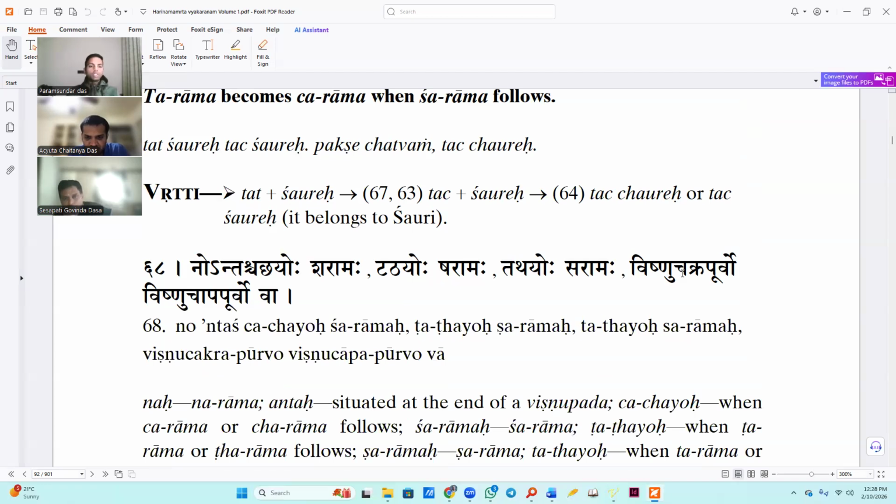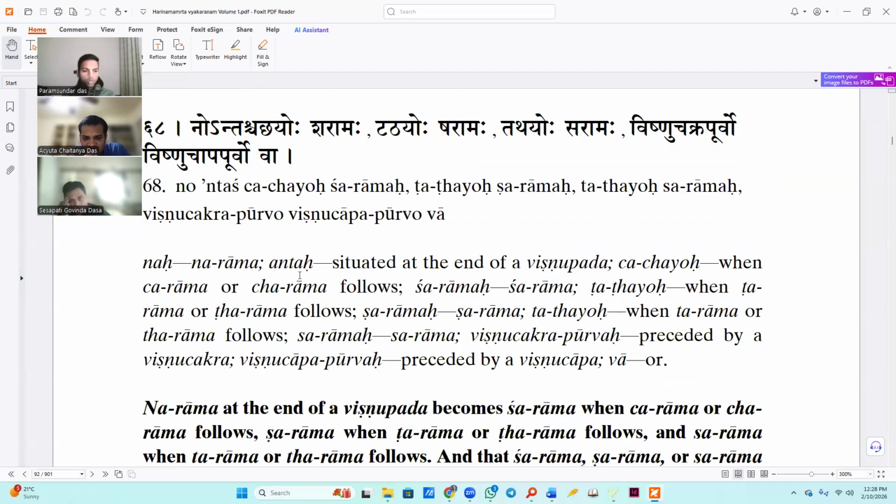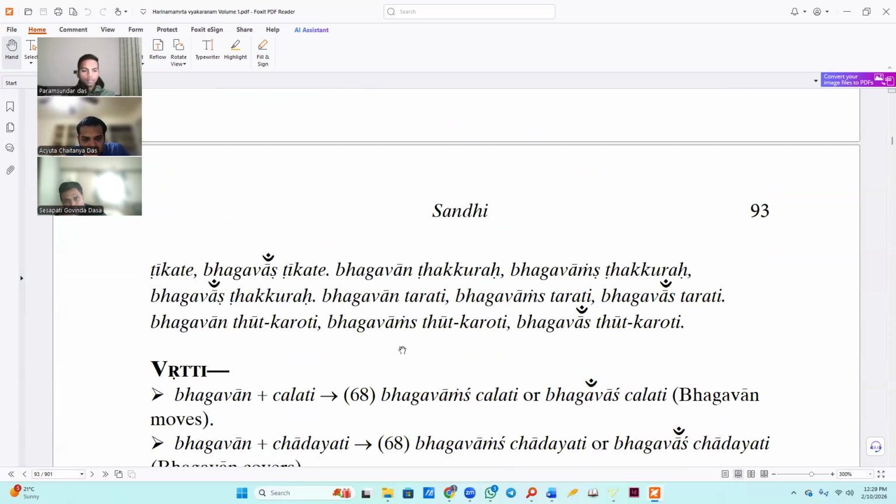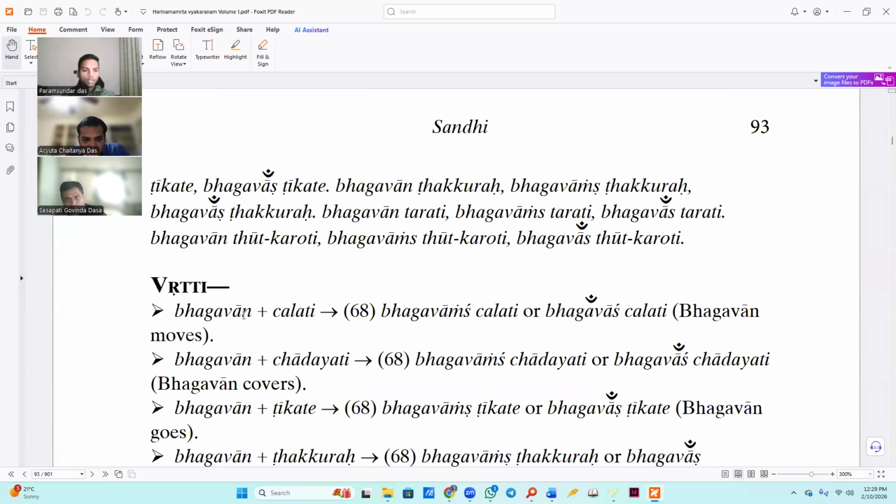Then Na Antash Chachayo Sharama, Tatayo Sarama. We'll neglect Vishnu Chapa, we'll just consider Vishnu Chakra. There are three parts of this rule. If at the first place we have Na, and the second place we have either Cha or Chha, then Na will become the Vishnu Chakra and Sha together. Like Bhagwan Chalati, Na and Cha. So Na becomes Vishnu Chakra plus Sha, and Bhagwan Chalati becomes Bhagwan Chalati.